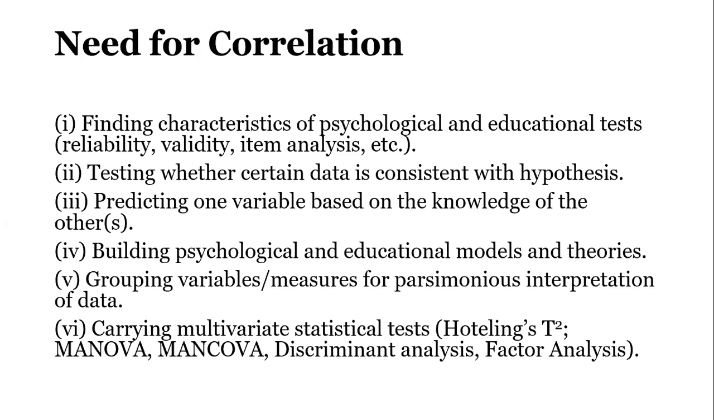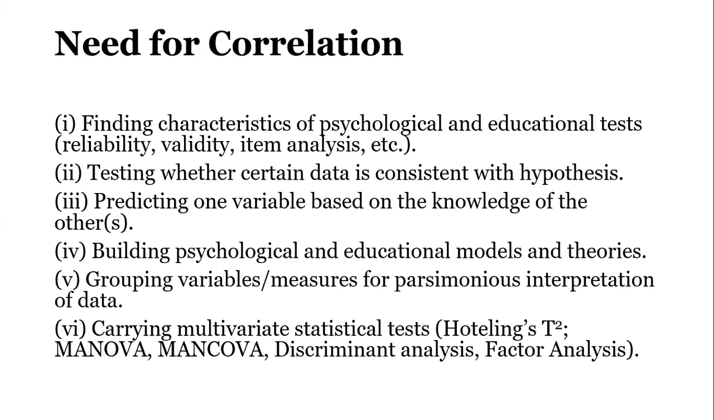So therefore, predicting one variable is based on knowledge of the other. Whenever you are going for prediction or estimation, there should be a logical relationship, and there should be a correlation. So before prediction, we have to check correlation. So that is the third need for the correlation.